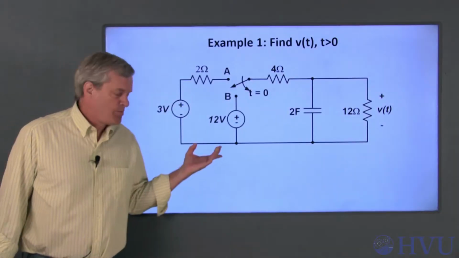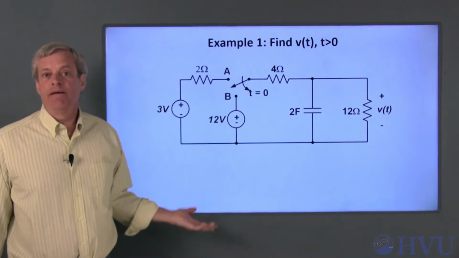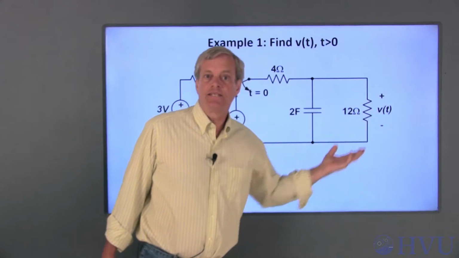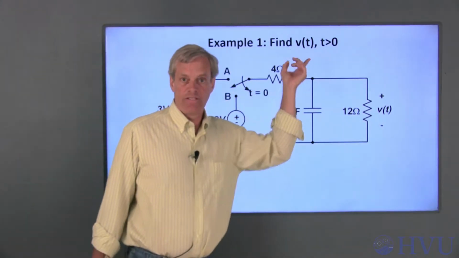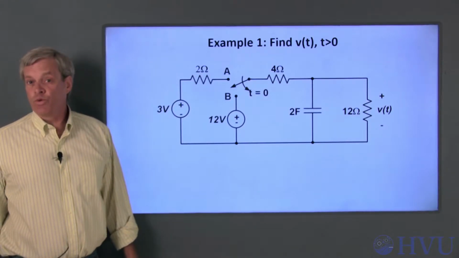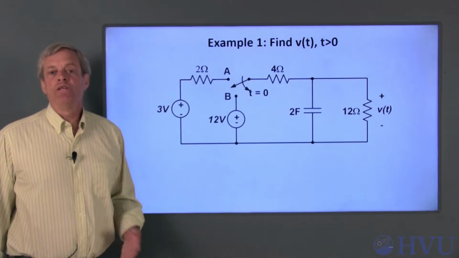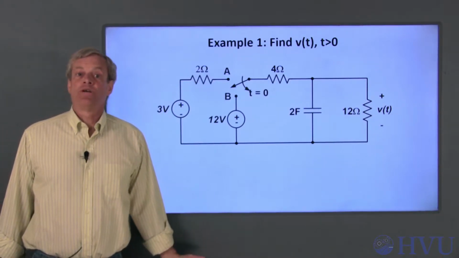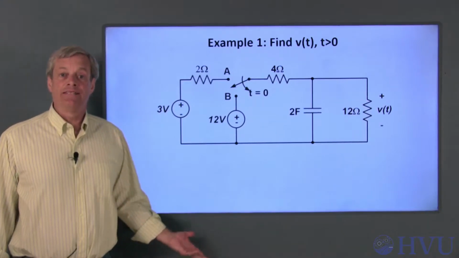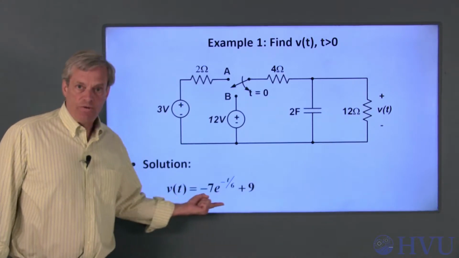This example is from our previous video. The switch moves from position A to position B at time t equals 0. We wanted to find the capacitor voltage, v(t), as a function of time for time greater than 0. We determined the solution by identifying the circuit as a first-order linear circuit with a constant input. For that type of circuit, we know the form of the solution, and we solved 3 separate problems to get the steady-state voltage, the initial condition, and the time constant necessary to write that solution. This was the solution we determined.